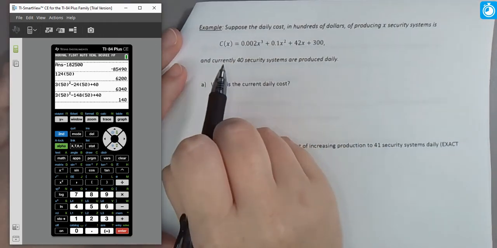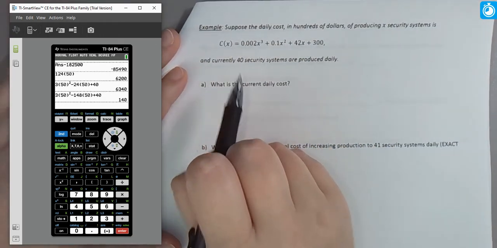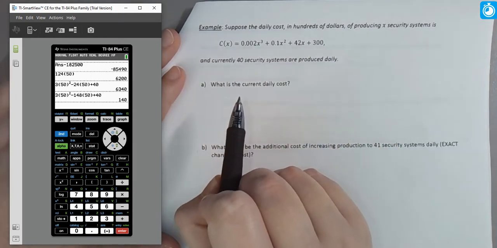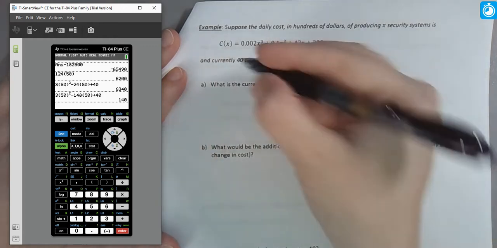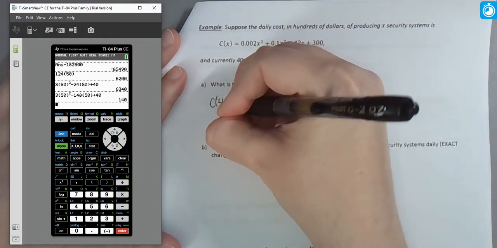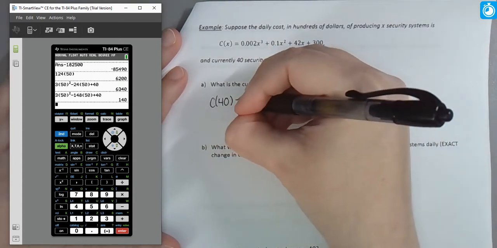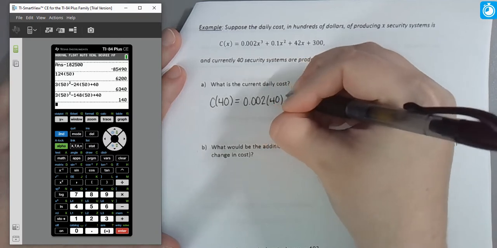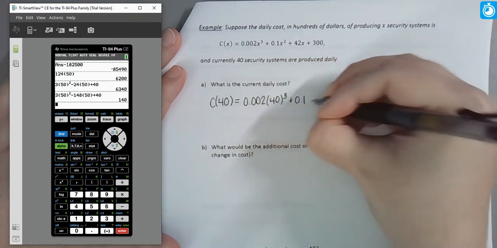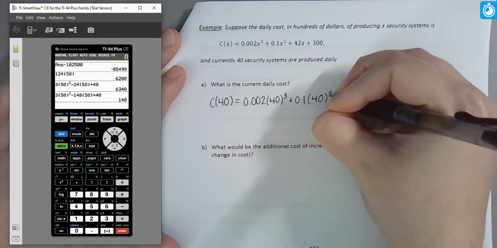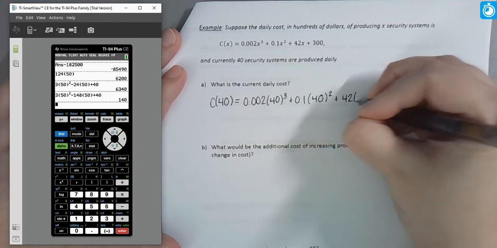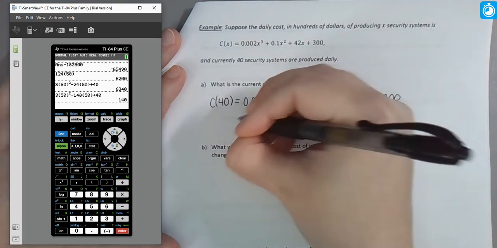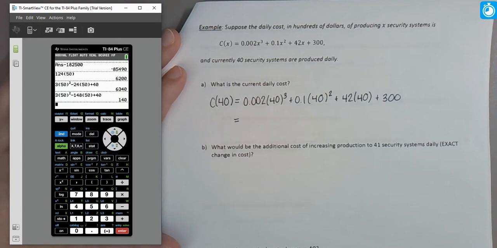Well, our current level of production is 40 units. This function tells us what our cost is based on how many units we produce. So the current cost is going to be C of 40. So let's evaluate that. C of 40 is going to be 0.002 times 40 cubed plus 0.1 times 40 squared plus 42 times 40 plus 300. And again, let's just plug that into the calculator.